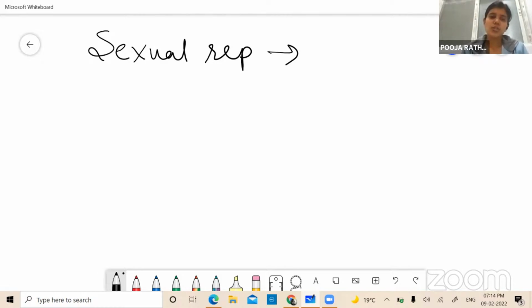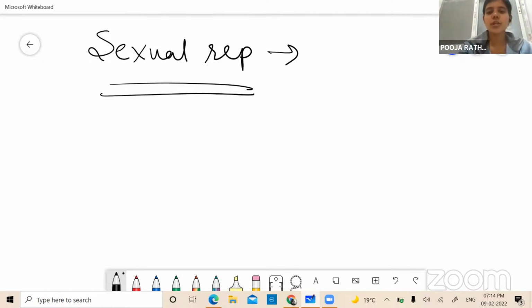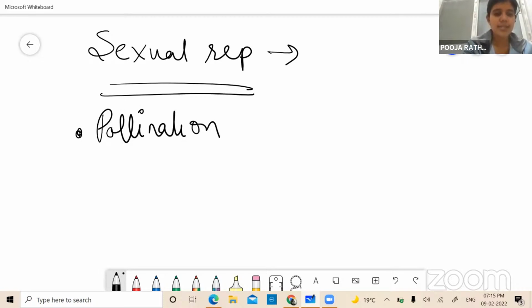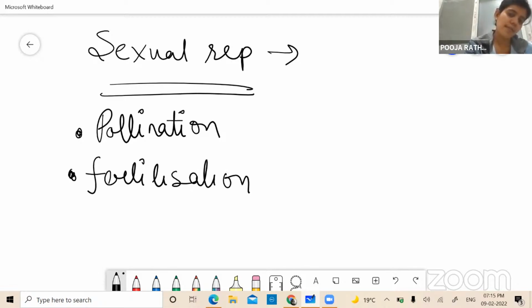In sexual reproduction, plants reproduce with the help of pollen grains. The most important steps for the plants to give rise to a daughter cell through sexual reproduction are, the first one is pollination, the second one is fertilization. So what are pollination and fertilization actually? Let's understand it in detail here.